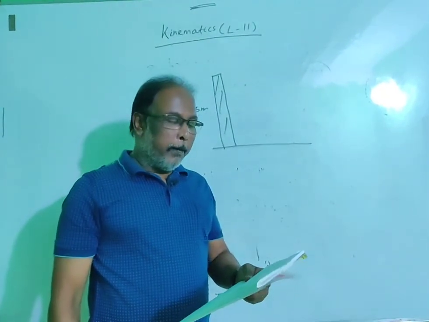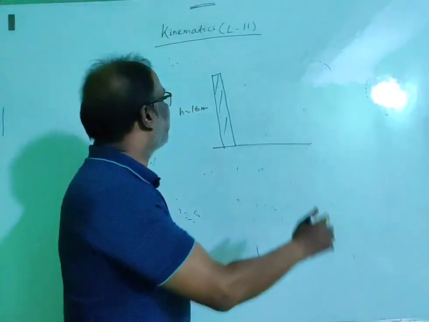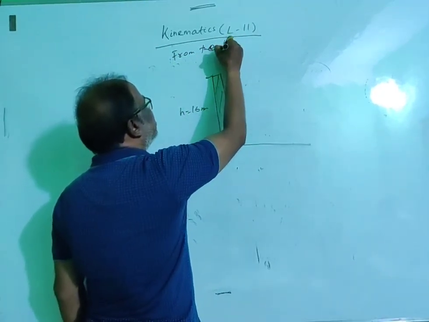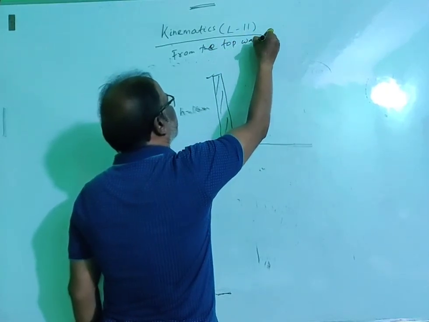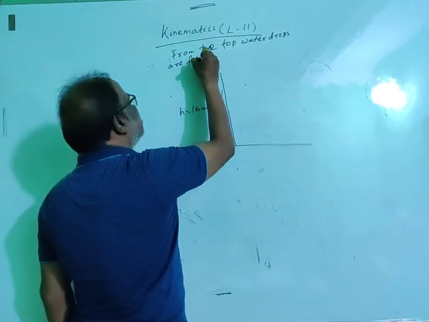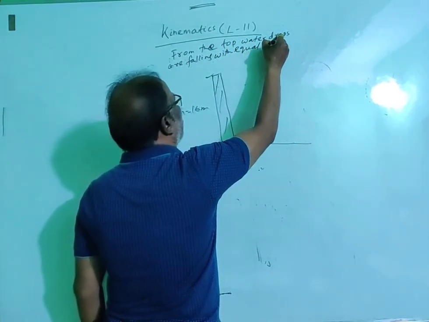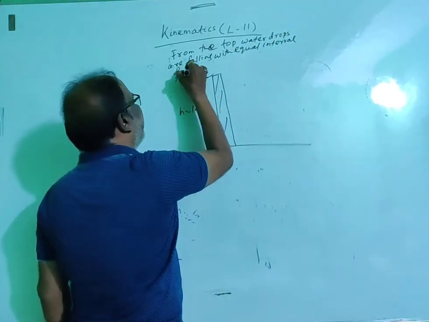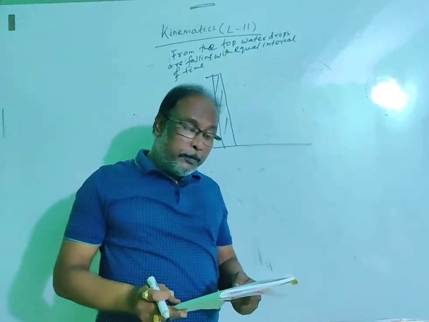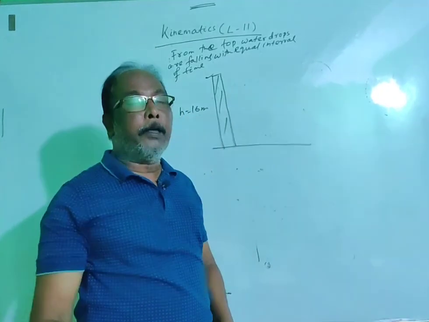From the top of a tower 16 meter high, water drops are falling in equal interval of time. Water drops are falling with equal interval of time, and it is mentioned that when first drop reaches the ground, fifth drop just starts.